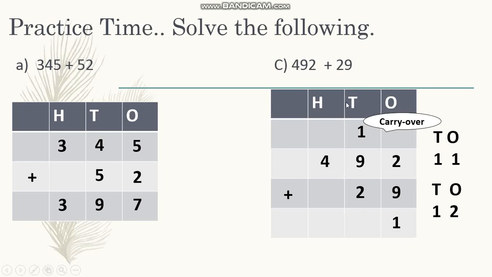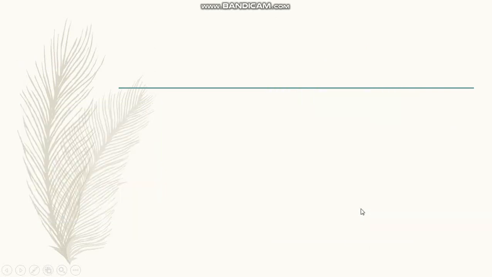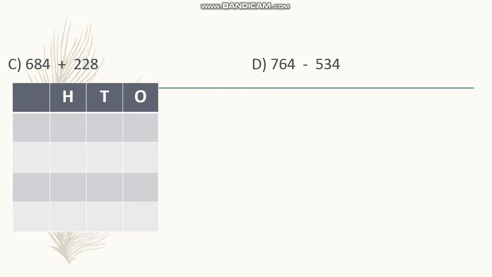So what you have to do, this 2 in the ones place I am putting at the tens place, and this 1 in the tens place I am putting at the hundreds place as a carry over. This is also called carry over. Right? Now I am adding the hundreds place numbers with the carry over. So 1 plus 4, that is 5. So your answer is 521. Understood this sum? Okay, let's see more examples.